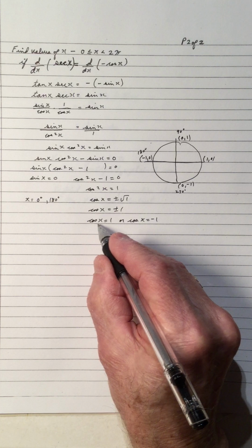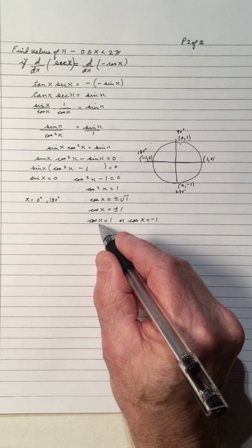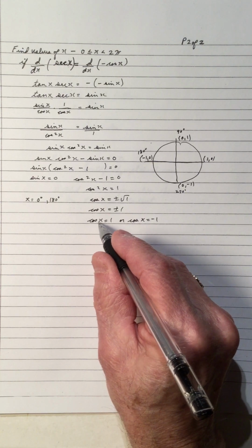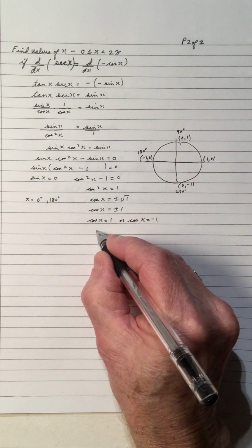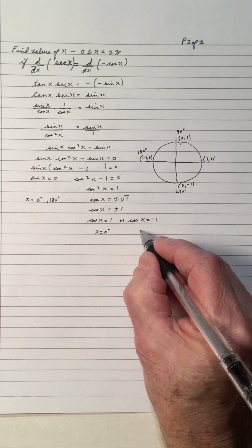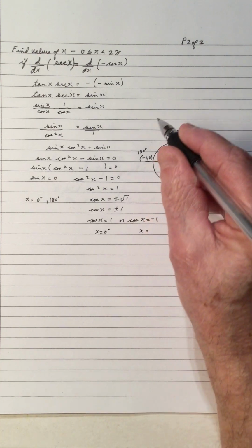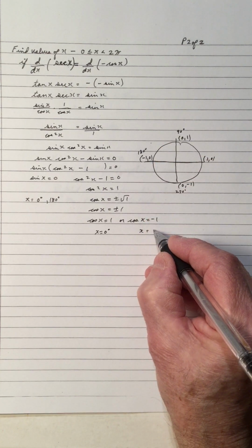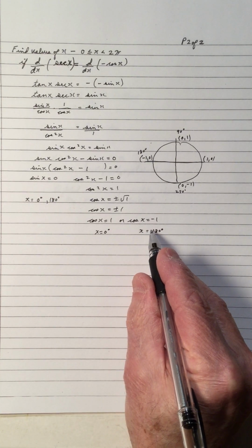And cos of x, cos is the x value. So cos is 1 at 0. So x right here is 0 and nowhere else. And cos is negative 1, x is negative 1, so we have 180. So notice the two of them got the same answers.